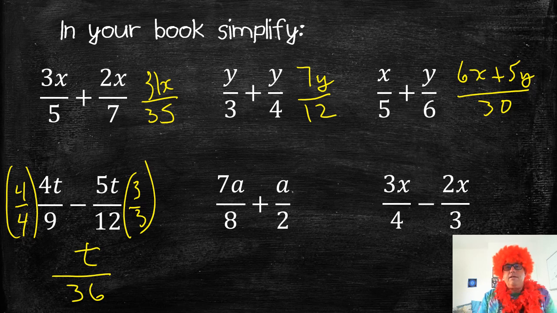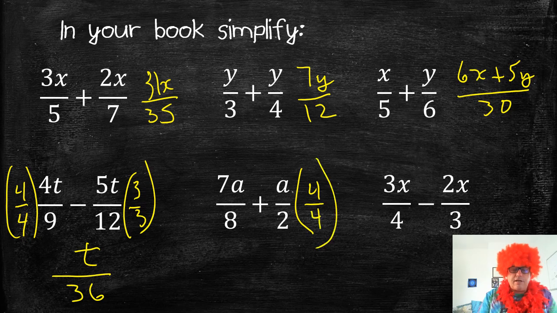So I'm going to have 16t minus 15t, which is going to be t over 36. Okay. The next one, 8 and 2, my lowest common multiple is going to be, I'm sorry, not 4, it's going to be 8. So I need to multiply by 4. So 7a plus 4a, I'm going to end up with 11a, and my common denominator was 8.